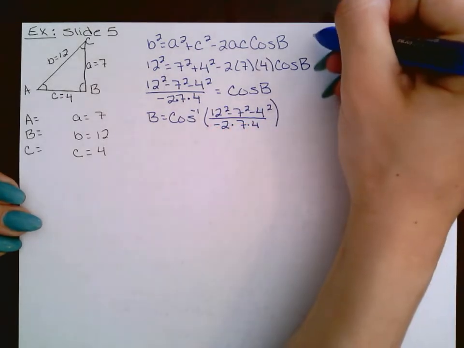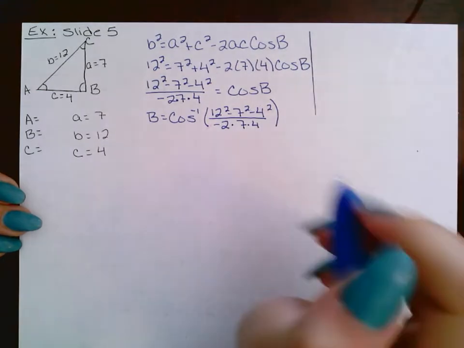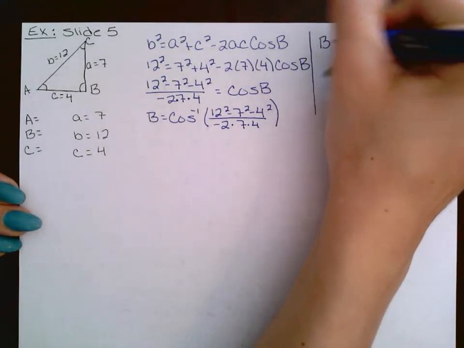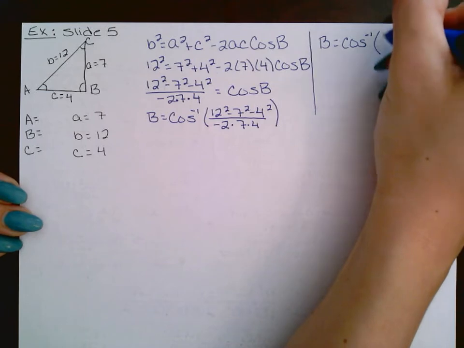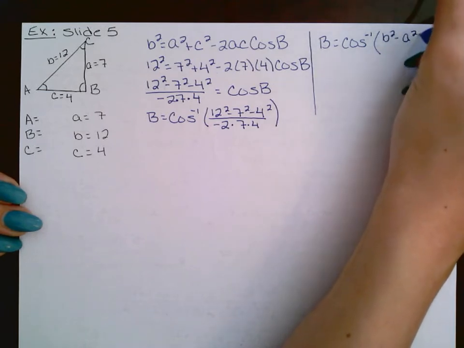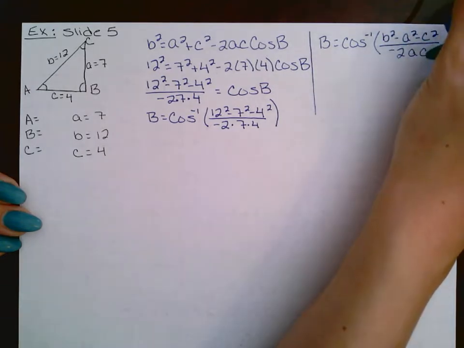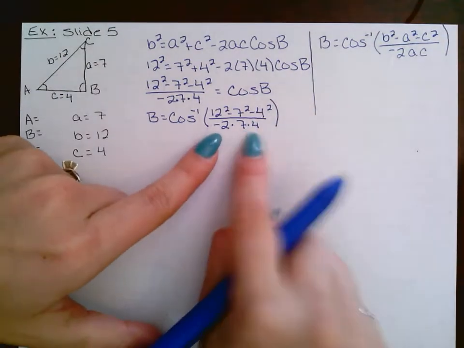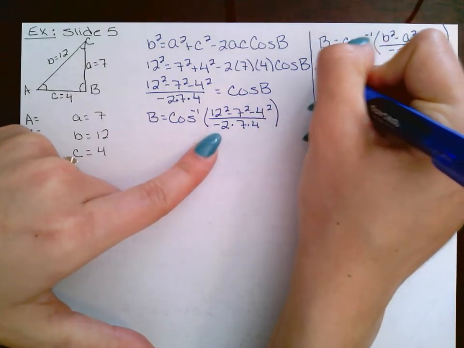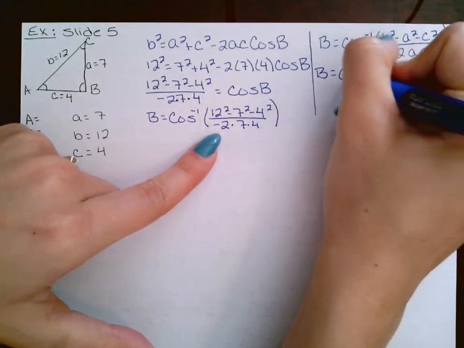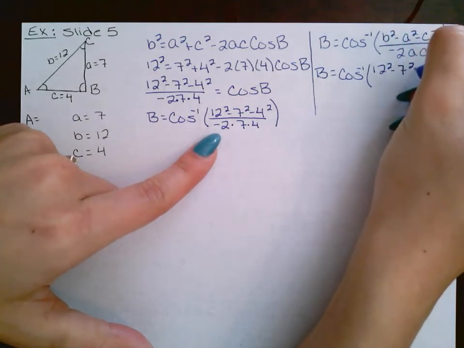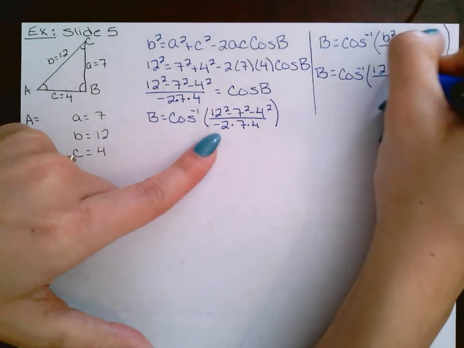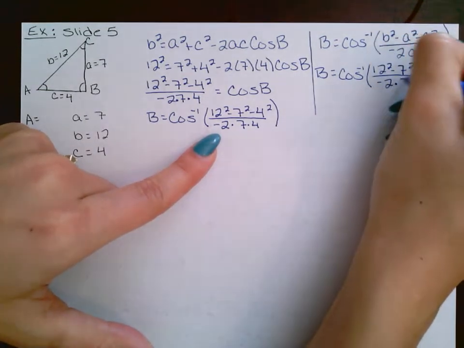Okay. If you are in trig, and I gave you that second formula as an option, which was capital B equals inverse cosine of b squared minus a squared minus c squared over negative 2ac, you basically get to the same step that pre-cal did just by using the formula. Either way, your next step is going to be to plug all of this into your calculator.